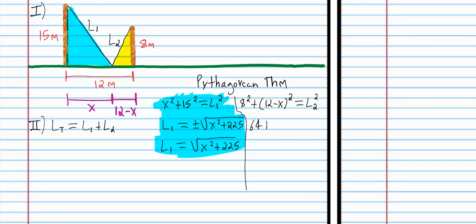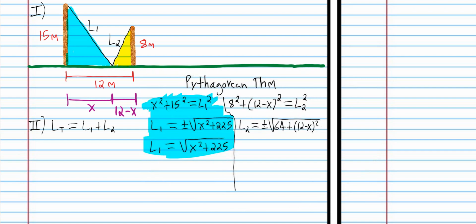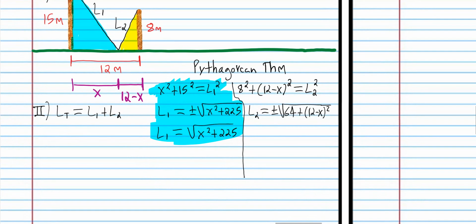Over here we're going to get 64. Well, actually, let's just solve for L2. So L2 is equal to plus or minus root 64 plus 12 minus x squared. And of course we don't care about the negative version of that. I'm just writing plus or minus because I want you to get in the habit of writing plus or minus.